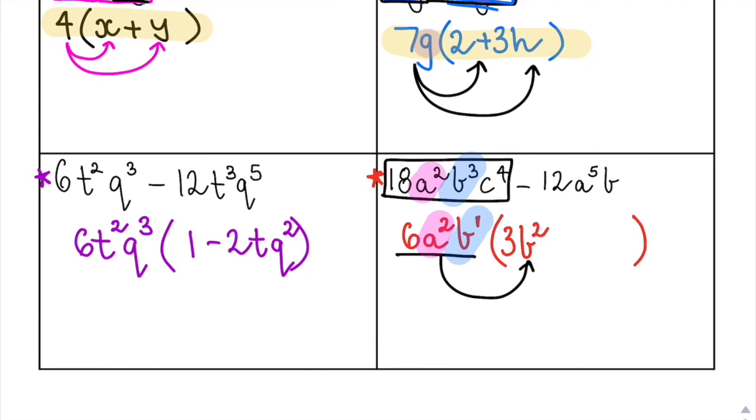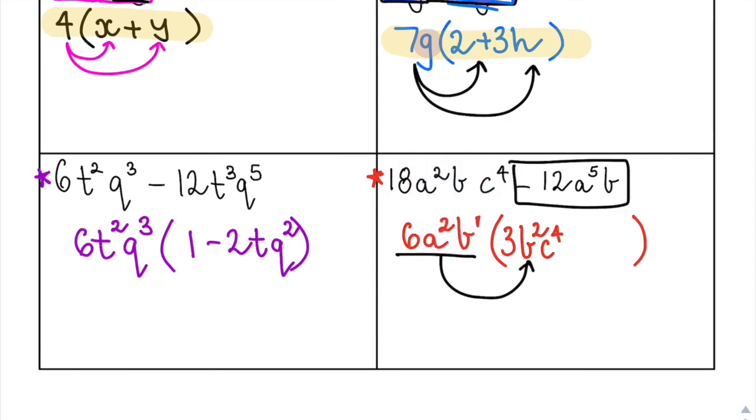Because if we multiplied those out, b to the power of 1 times b to the power of 2, when we're multiplying, we just add the indices. So that gives us the b to the power of 3, which is what we want in the first term. We can't forget this c to the power of 4, so we'll tack him on the end here. On to the second term, 6a squared times b to the power of 1 will give us the second term. Well, 6 times negative 2 gives us the negative 12.